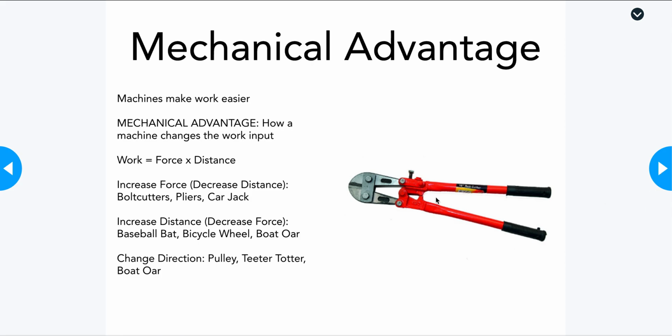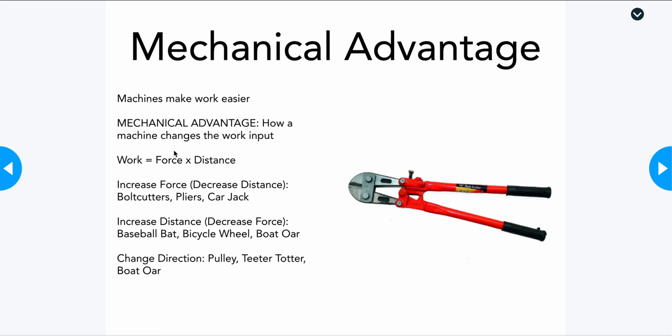same. Let's go ahead and go back to our mathematical definition of work, which is force times distance. So what we are saying here is that this number here, the work, never changes. However, the components of the work do change because you can change the force and that will then affect the distance as long as the work stays the same. So if you increase the force, that means you have to decrease the distance. If you increase the distance, that means you have to decrease the force. And that's what a machine does. It either increases the force or increases the distance.